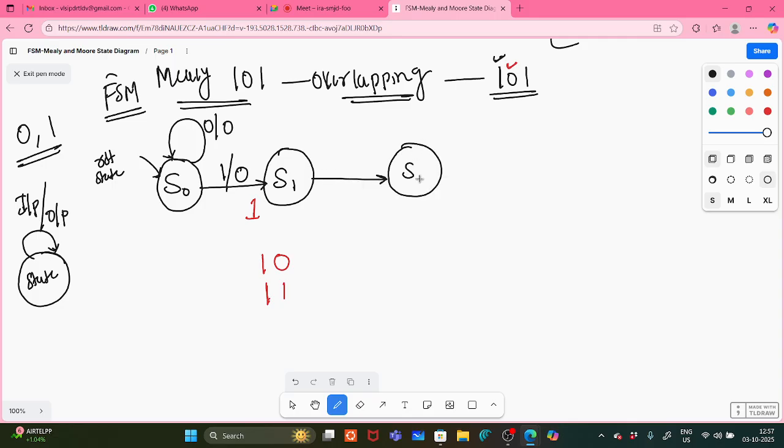So this is what S2. Okay, so this is what 0, and I didn't get the sequence. So here I got the sequence 1 0 only. He got the sequence 1 0 only. Okay, so the output is what? 0. Okay, output is 0.